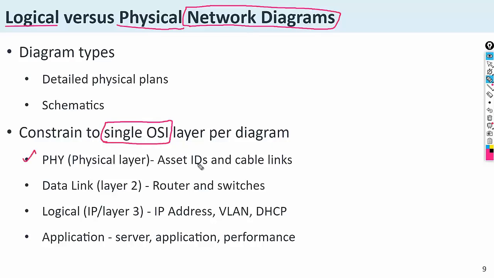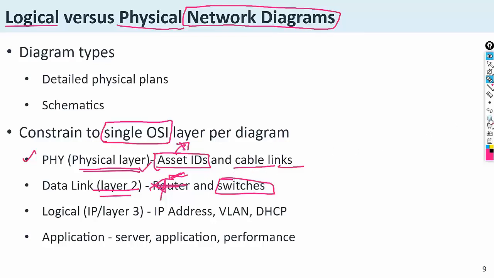On the physical layer you will have to record asset IDs. An asset means any network device working over the physical layer. What are the assets working over the physical layer? Cable links, ports, port cable links, connectors. Another is what works over layer 2, the data link layer: switches, repeater, media converter, not router. And yes, the router is also a physical layer device.